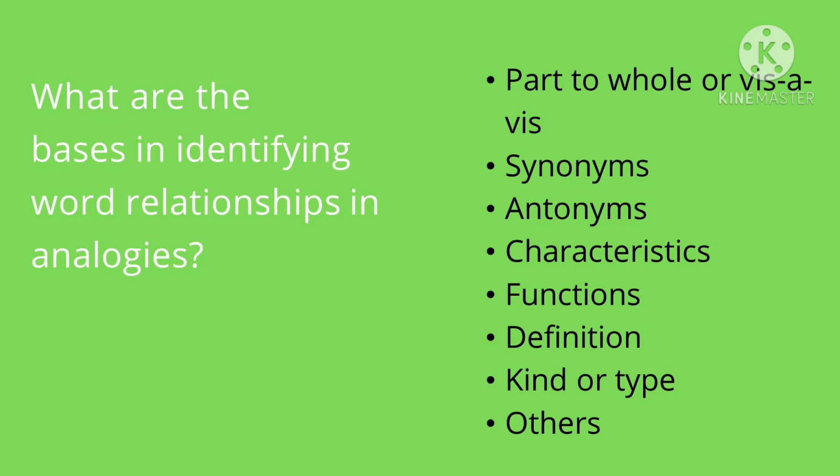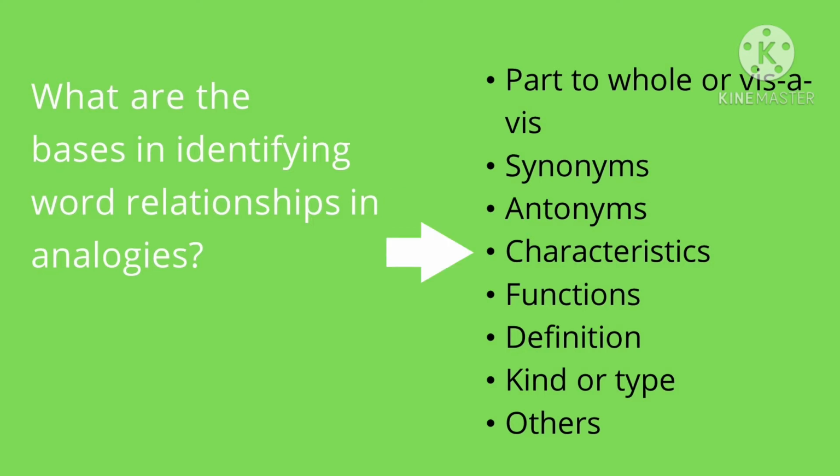How do we determine analogies now? What are the bases in identifying word relationships in analogies? They are the following. A part to whole or whole to part. It is vice versa. It could be a part of the body to the whole body. Next are the synonyms. Synonyms are words that have the same, almost the same, or similar meaning. The third will be the antonyms. Antonyms are basically words that have opposite meaning. They are usually called opposites.